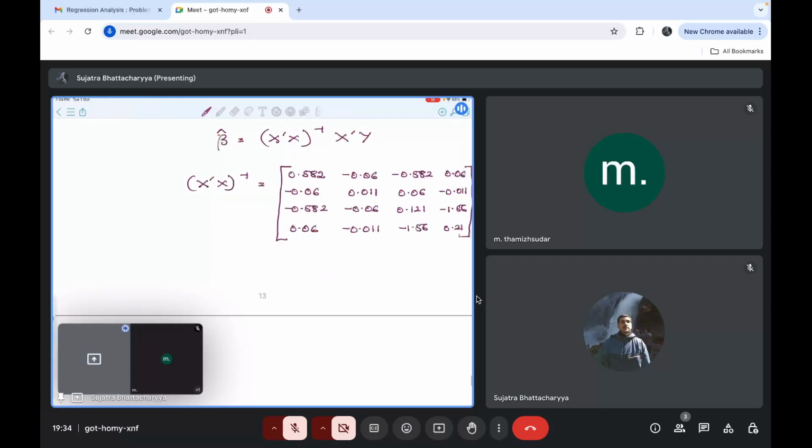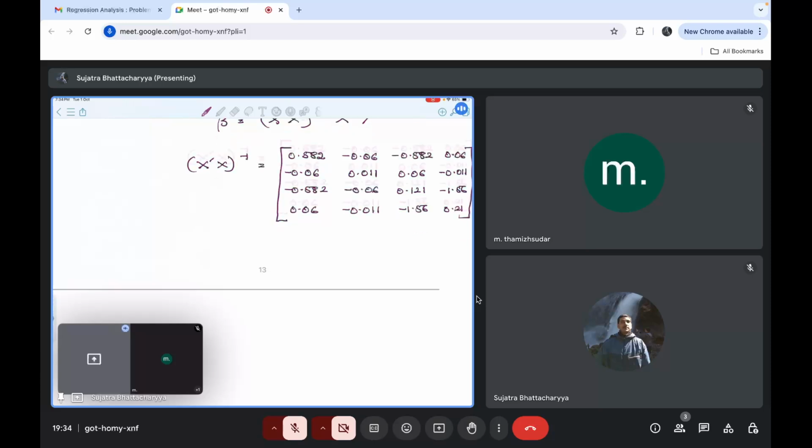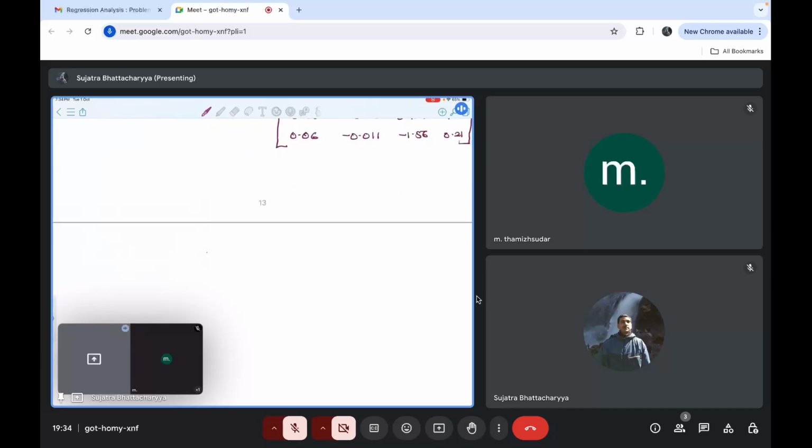I'm not writing the full thing. You should write the full matrix so that you get the accurate answer. Finally, X prime Y. In the same way we calculated earlier for the multiple linear regression, this is 34.2, 273.5, 18.5, and 141.1.